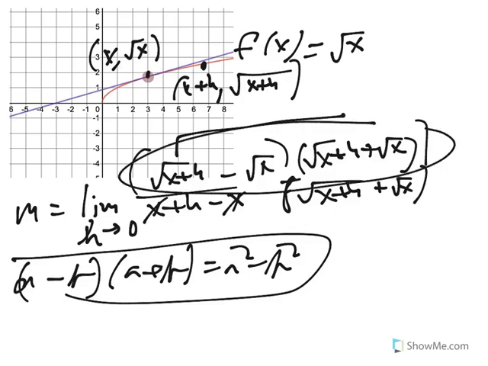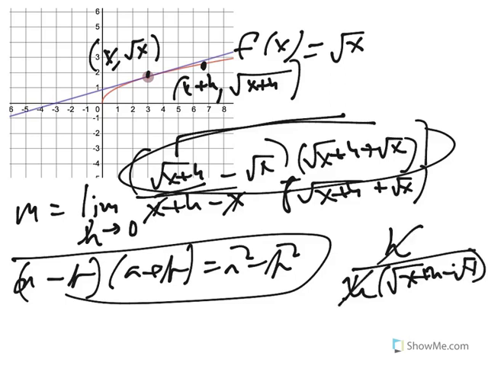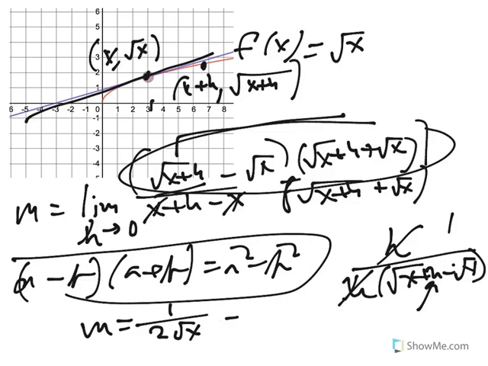So this thing becomes x plus h minus x, which is just h. And the denominator is h times root x plus h plus root x. Then the h's cancel and you get 1 over this. Then you can plug 0 in for h and you get 1 over 2 root x. So if you take this line here, where x equals 3, the slope would be 1 over 2 root 3. And we can get the slope of the tangent line anywhere on that curve.